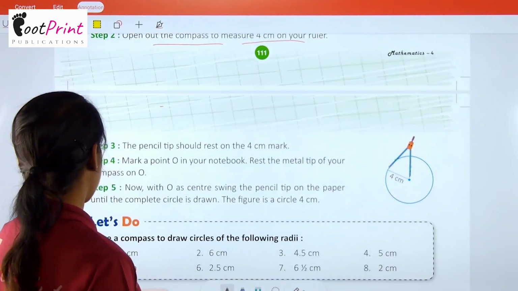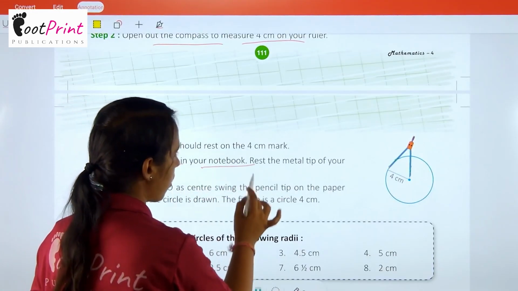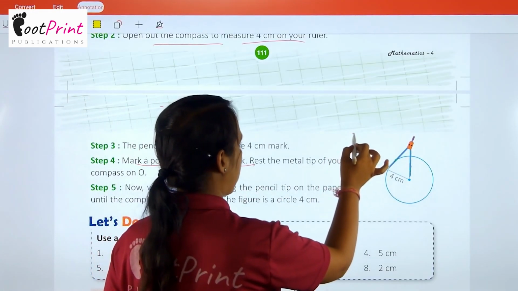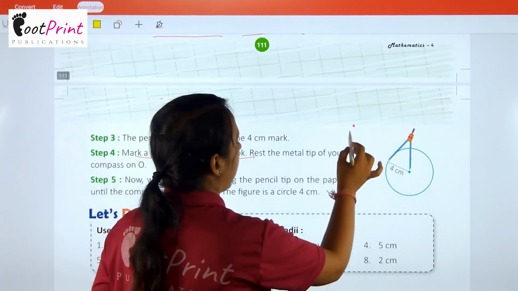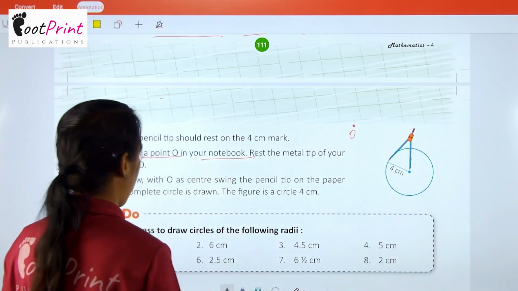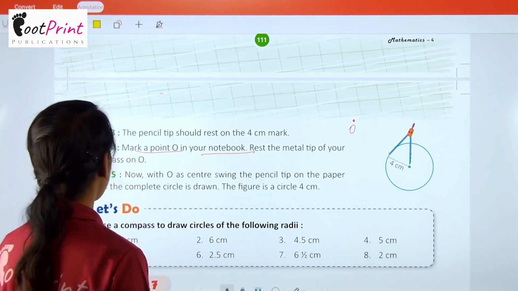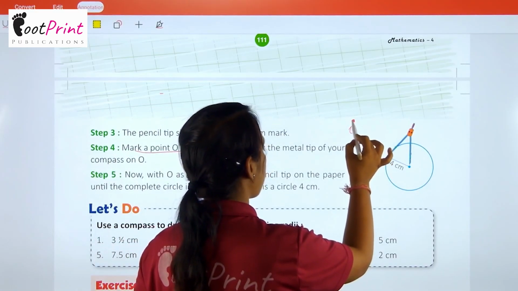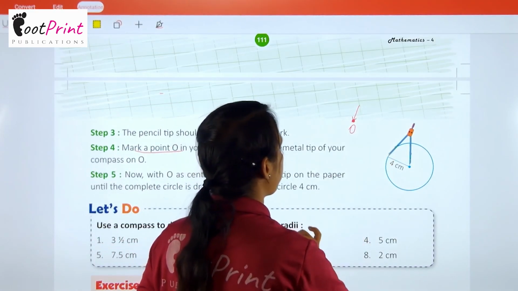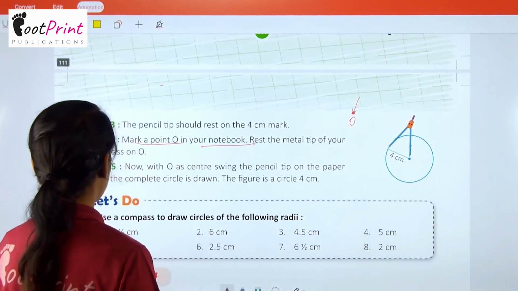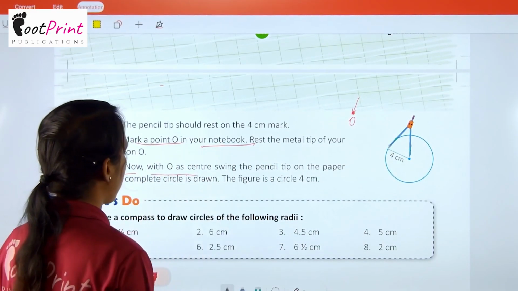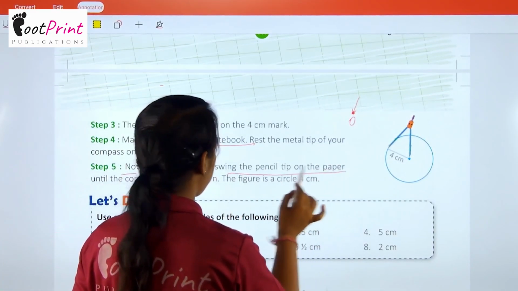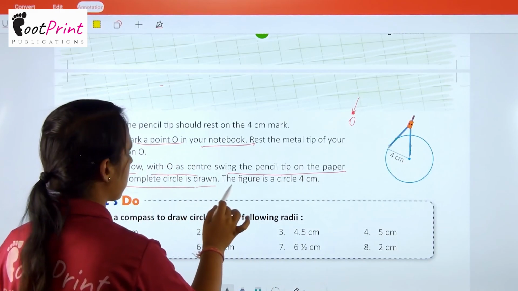Next step is to mark a point O in your notebook. Now we have to mark a point in our notebook and name it O. After that, rest the metal tip of your compass on point O. So here the metal tip will be on the center. Then, with O as the center, swing the pencil tip on the paper until the complete circle is drawn.